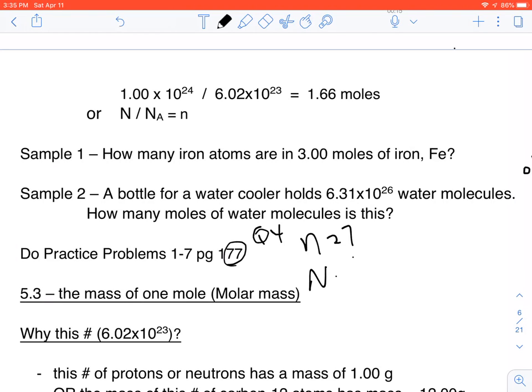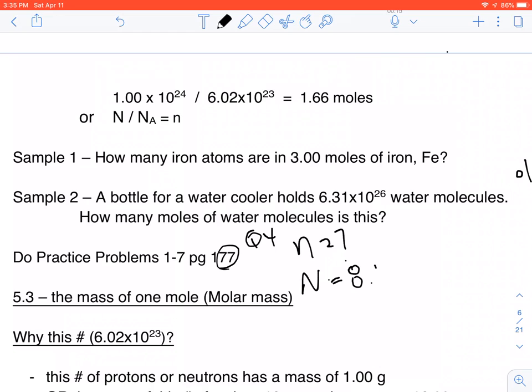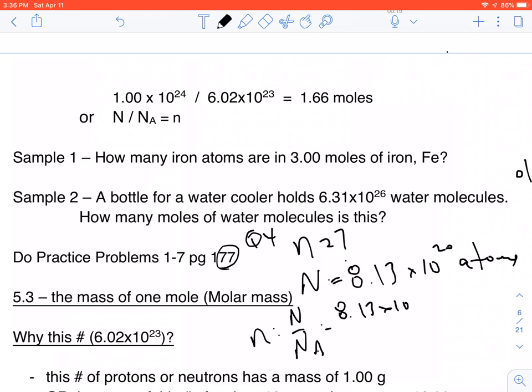We're told that a nickel contains big N, the number of atoms, 8.13 times 10 to the 20th atoms of nickel. And if I look back at my formula, my formula says little n is equal to big N over Na, which is 8.13 times 10 to the power of 20 divided by 6.02 times 10 to the 23rd.